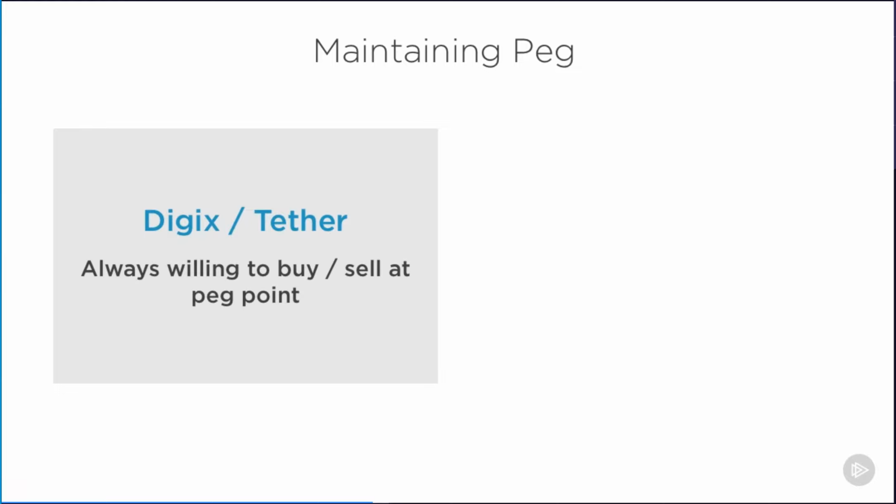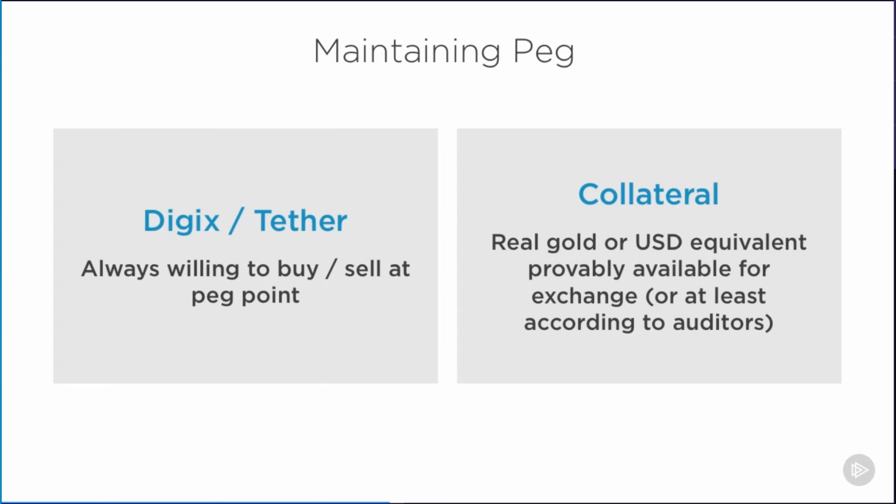With both Digix and Tether, the exchange rate is maintained by the willingness of Digix or Tether to always buy or sell the token at the pegged rate. Faith in the value is bolstered by the audits that show sufficient collateral, gold or dollars, is always available for redemption.